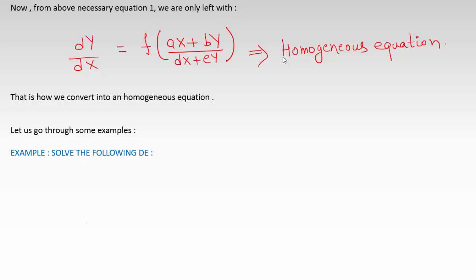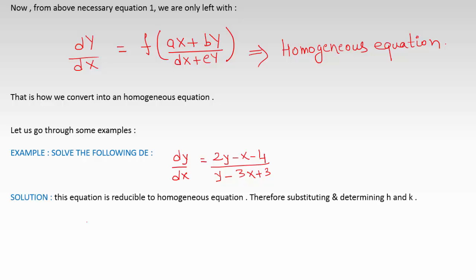So we should solve some examples in order to make it a bit more clear. Now we have this equation dy/dx = (2y - x - 4)/(y - 3x + 3). This is a simple equation which can be reduced to the homogeneous equation. So we have to do some substitution as well as determine the values of h and k so that we can put these necessary conditions and make it a homogeneous equation.